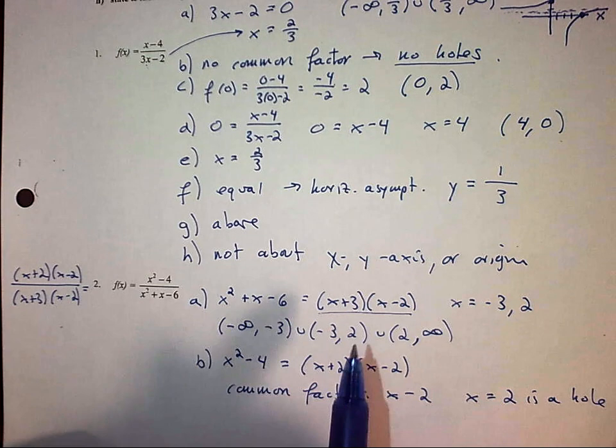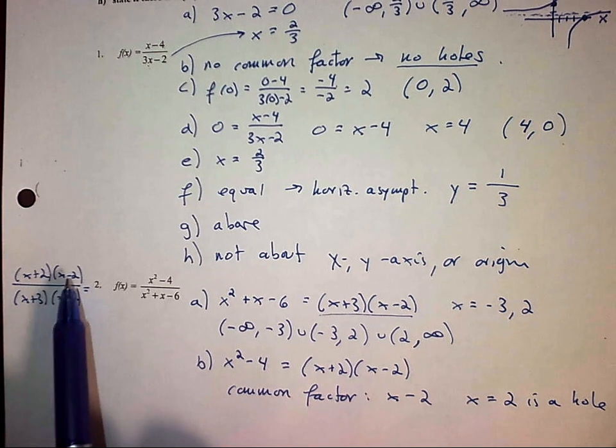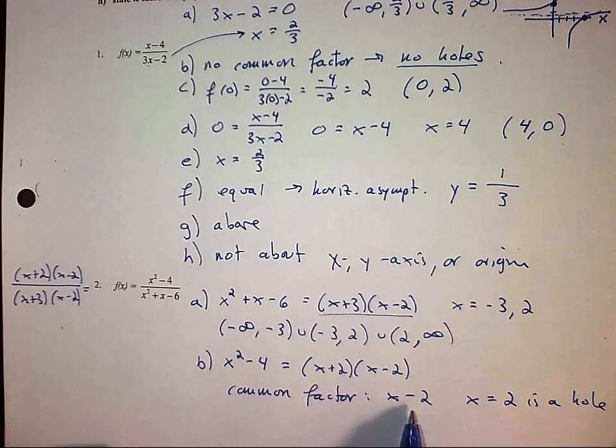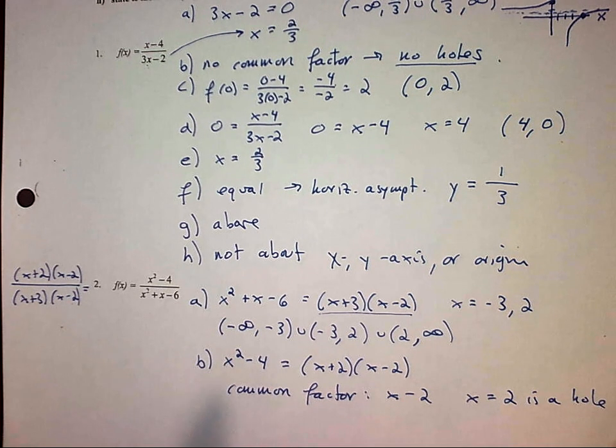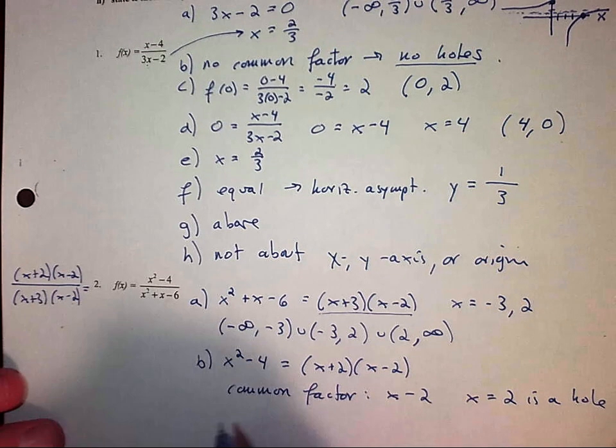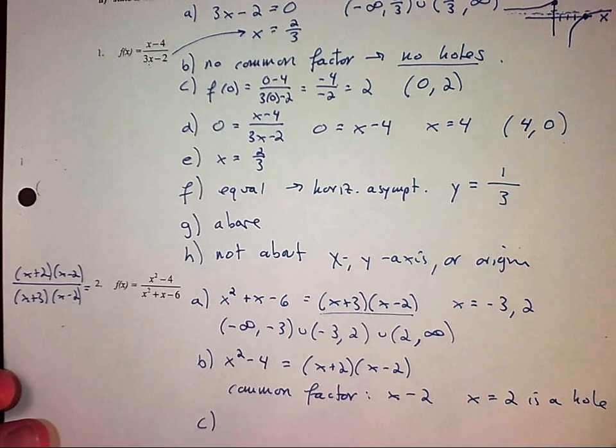Right? So again, if we have a common factor in our numerator and our denominator, what would make that common factor equal to 0? Here our common factor is x minus 2. What would make all of this equal to 0 is if x was equal to 2. So therefore, x is equal to 2. That's where we're going to have a hole. All right, let's go on to part C.